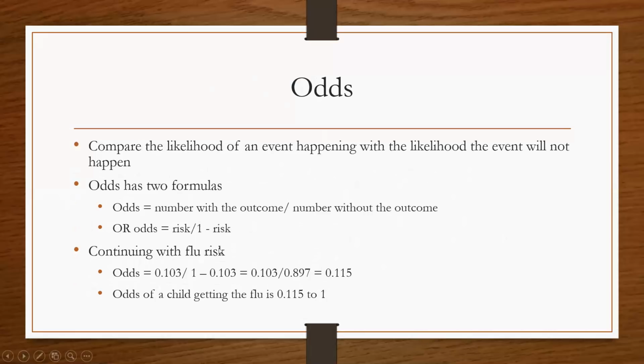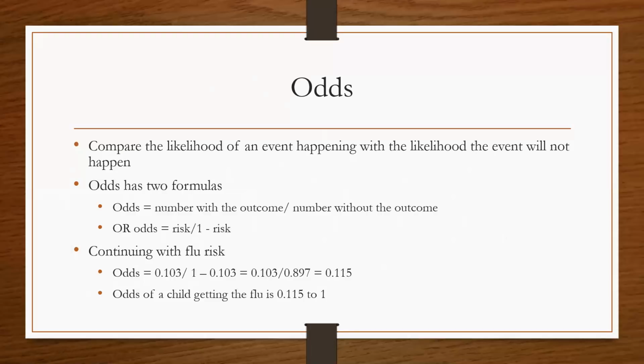The odds compare the likelihood of an event happening with the likelihood the event is not going to happen. It has two formulas. You can go with odds equals the number with the outcome divided by the number without the outcome. Or if you've already calculated the risk, then you can use this equation. If you haven't, I don't think it's worth finding the risk and then doing this, but whatever floats your boat. It's odds equals the risk divided by 1 minus the risk.